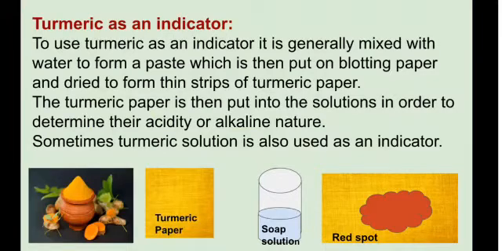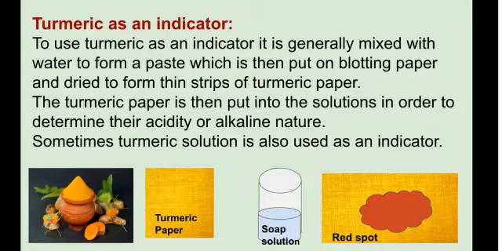As we all know, turmeric is a natural indicator like litmus paper. So let us understand how we use turmeric as an indicator. To use turmeric as an indicator, it is generally mixed with water to form a paste, which is then put on blotting paper and dried to form thin strips of turmeric paper. Like litmus paper, we have two types of strips, red and blue in color. The turmeric paper is then put into the solution in order to determine its acidic or alkaline nature.